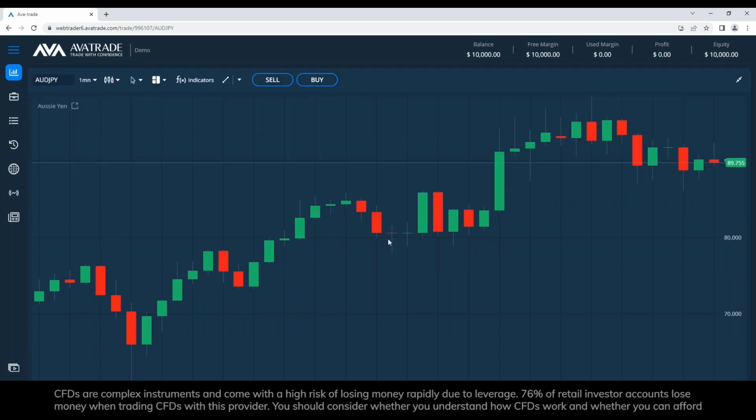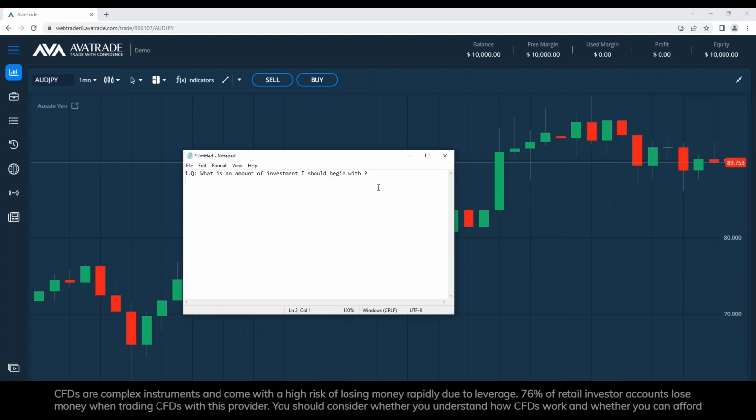Okay, guys, this is how it's supposed to look in the beginning. This is the web trader. The way to get to it is just to log in with your email and password.